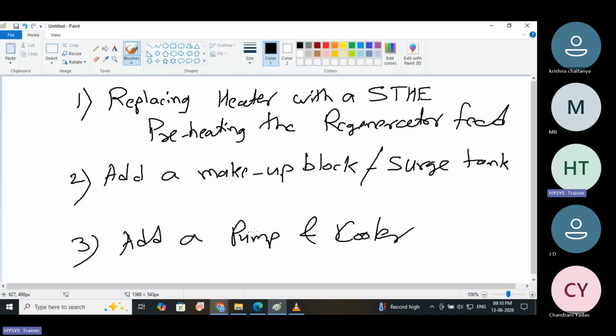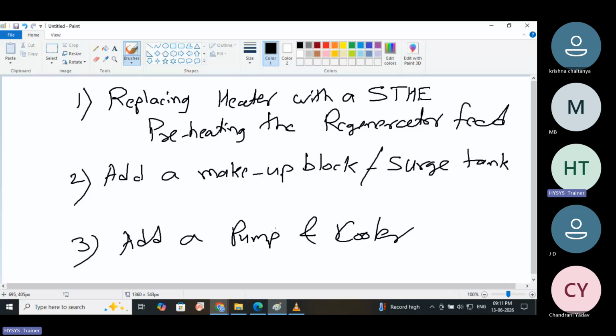And why are we adding the pump and cooler? Because the stream has passed through many pieces of equipment, so its temperature and pressure might have changed to some extent. In order to bring the temperature and pressure of that stream back to a value that matches the lean amine stream, because we will be adding that stream again to that lean amine stream.